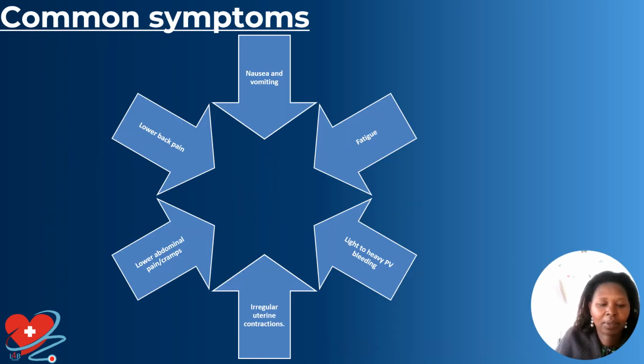What are the common symptoms of an abortion? Sometimes you feel lower back pain, abdominal cramping or lower abdominal pain. You may have irregular contractions. You may have just some vaginal spotting, mild bleeding or heavy bleeding. It may just be light or heavy bleeding. You may be extremely fatigued or have the normal nausea and vomiting, which is also related to pregnancy.